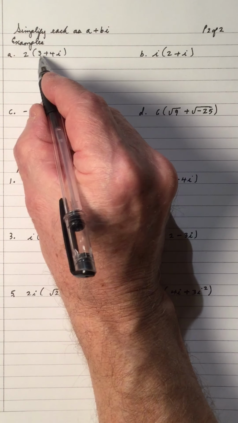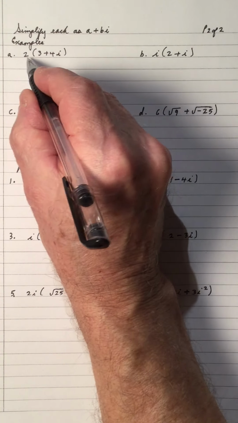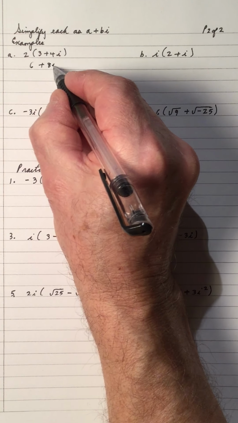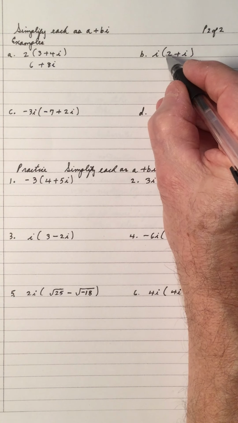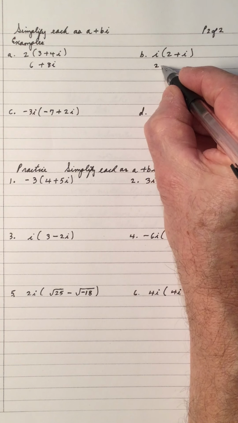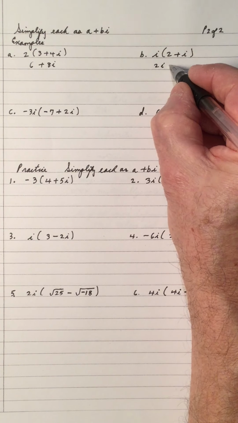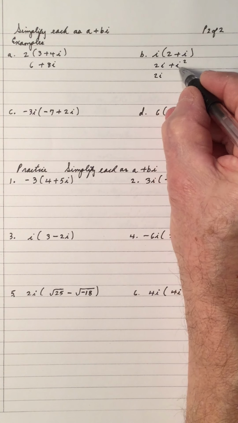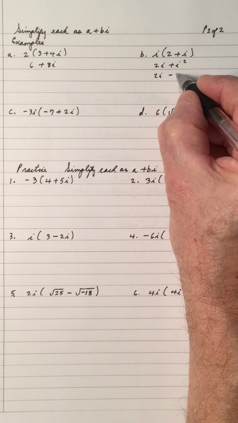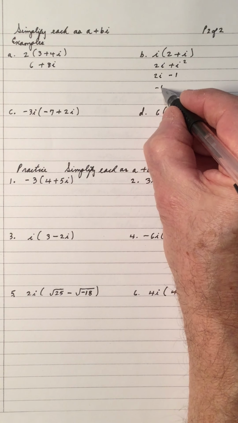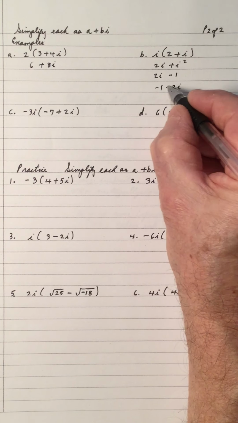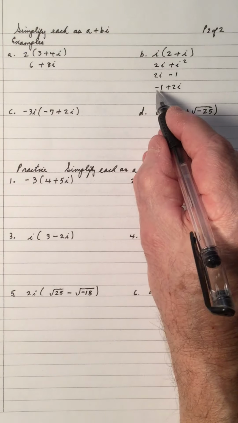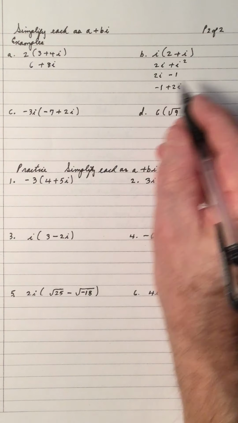So 2 times 3 is 6, and 2 times 4i is 8i. Done. i times 2 is 2i, and i times i is i squared. So 2i, but i squared is negative 1. So negative 1 plus 2i. Notice you write it with the real part first and the imaginary second, so I just flipped it around.